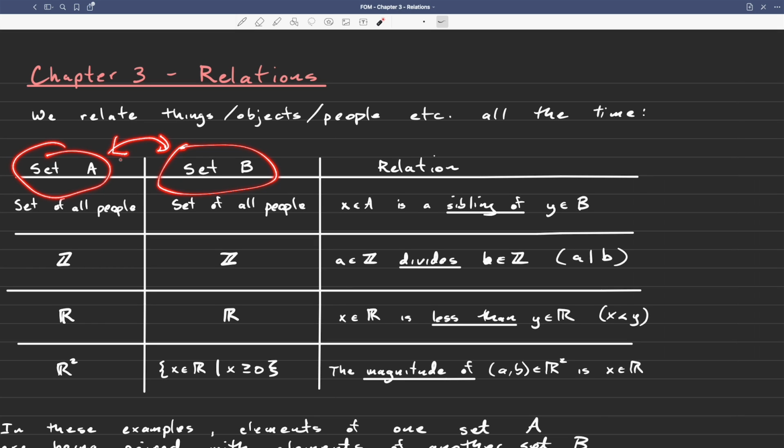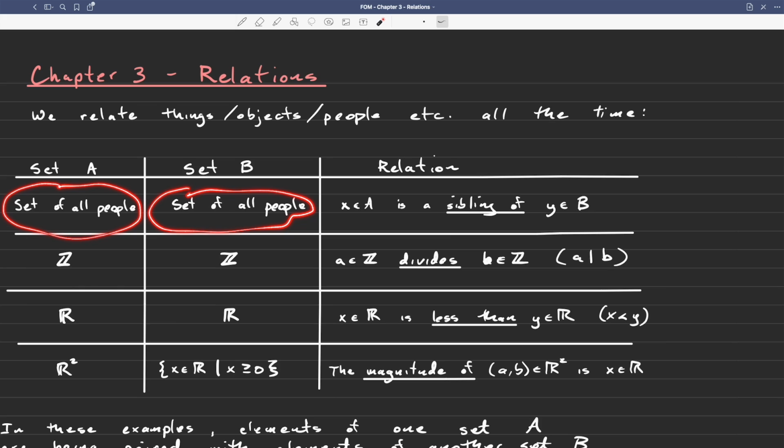And we have some sort of way of expressing in words, or maybe with equations or some sort of propositional function, what the relationship will be. So on the first line of this table here, I've got set A is the set of all people, and set B is the set of all people. So the two sets involved could be the same set, like in this case. And in this particular example, an element in the first set of all people is a sibling of an element of the second set, which is also the set of all people. So we're literally talking about familial relations here.